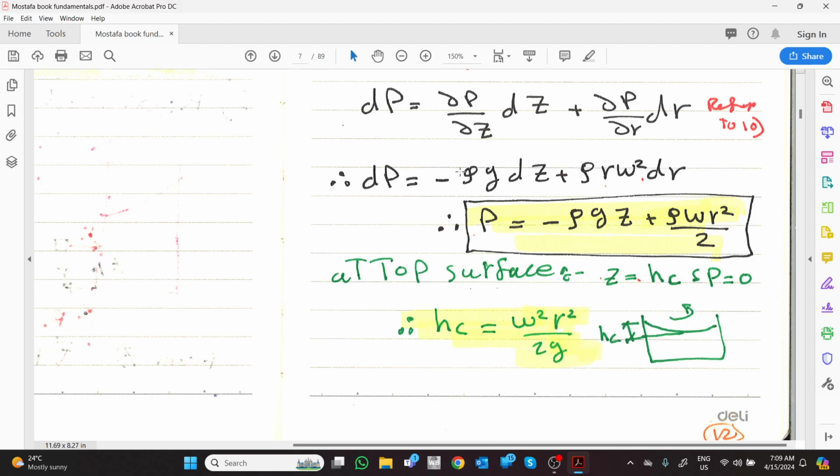So we know this, so we can integrate the full.